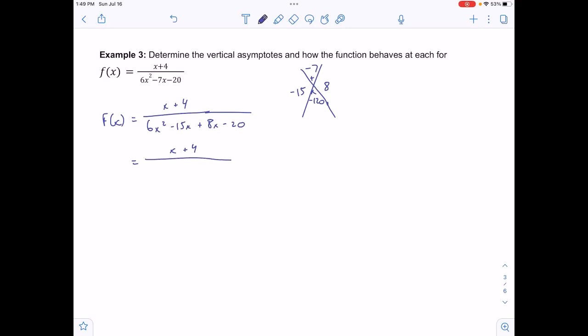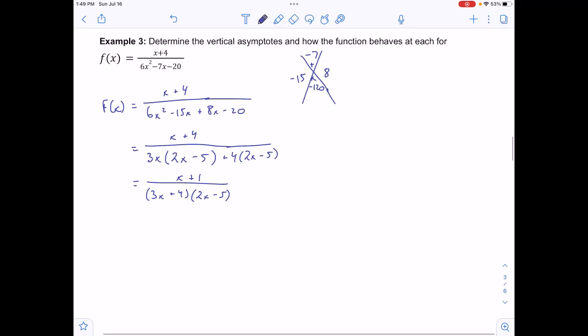And now factor by grouping. I can factor out a 3x, leaving me with 2x minus 5. And I can also factor out a 4, leaving me with, once again, 2x minus 5. I'll finish my factor by grouping by combining my two groups. Awesome. So I've factored my denominator.